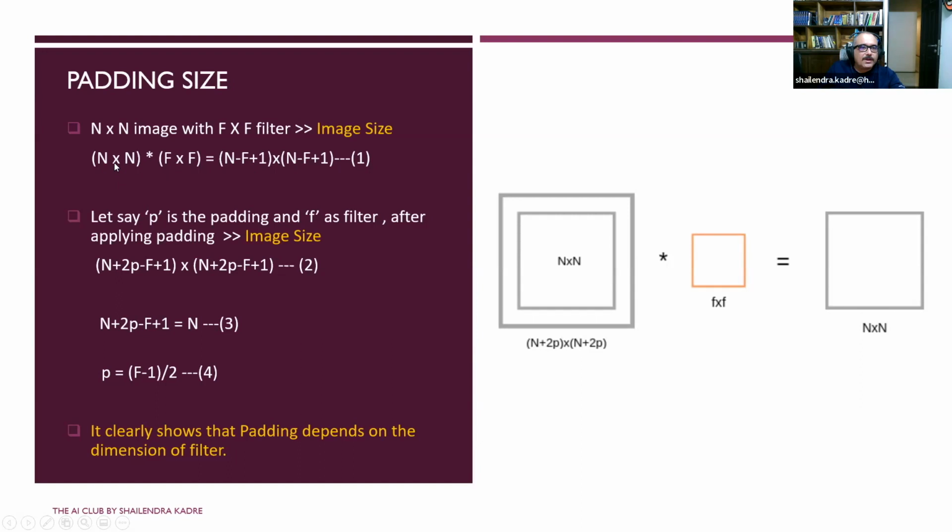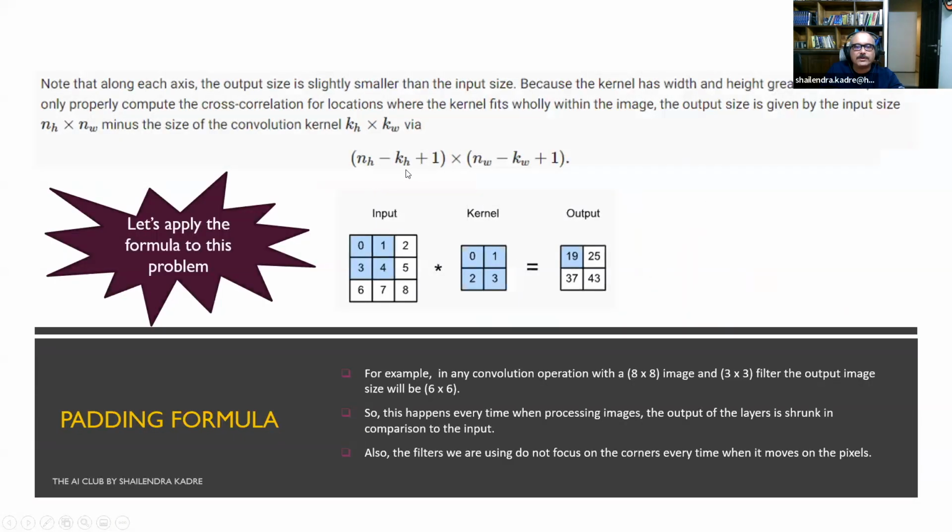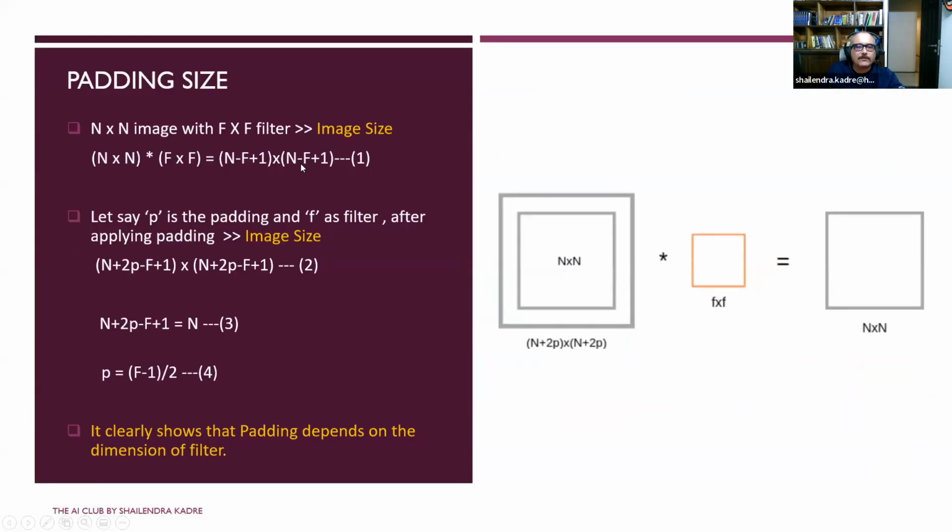Suppose, first you see equation 1 which I have marked on the left hand side. Suppose I convolve an image of n by n with a filter f by f. We have just seen the formula. The output image will be n minus f plus 1 by n minus f plus 1. We have just seen this formula here, right? Same formula is equation 1.